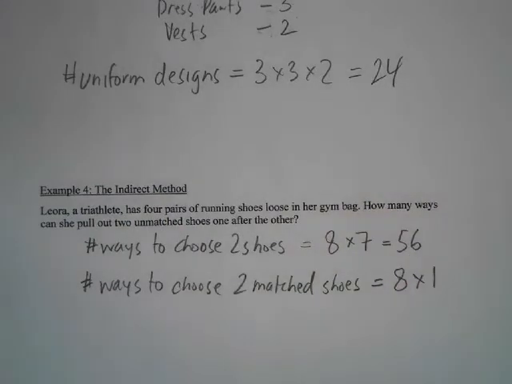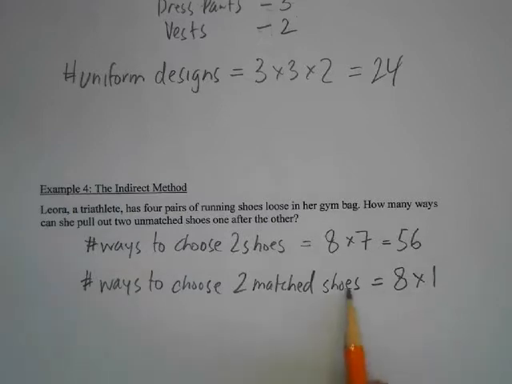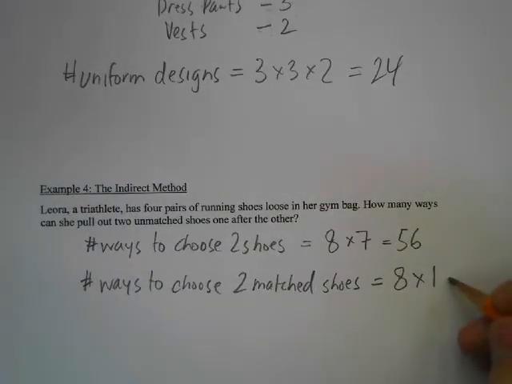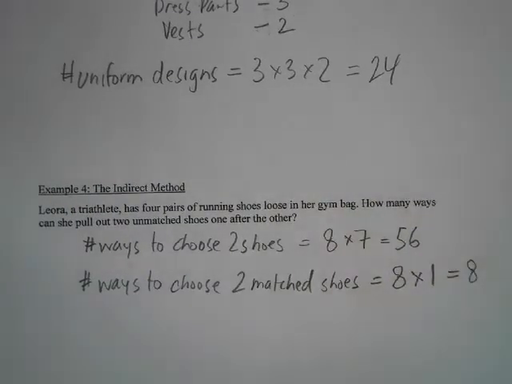So the second shoe, there's only one way to match up the shoes, so that would be 8 ways of choosing matched shoes. And you might think, well, why is it 8? Because there's only 4 pairs of shoes. Well, I might have picked the left blue shoe as my first choice. So there's only one match for that. If I pulled out the right blue shoe first, there's another way of choosing 2 matched shoes.